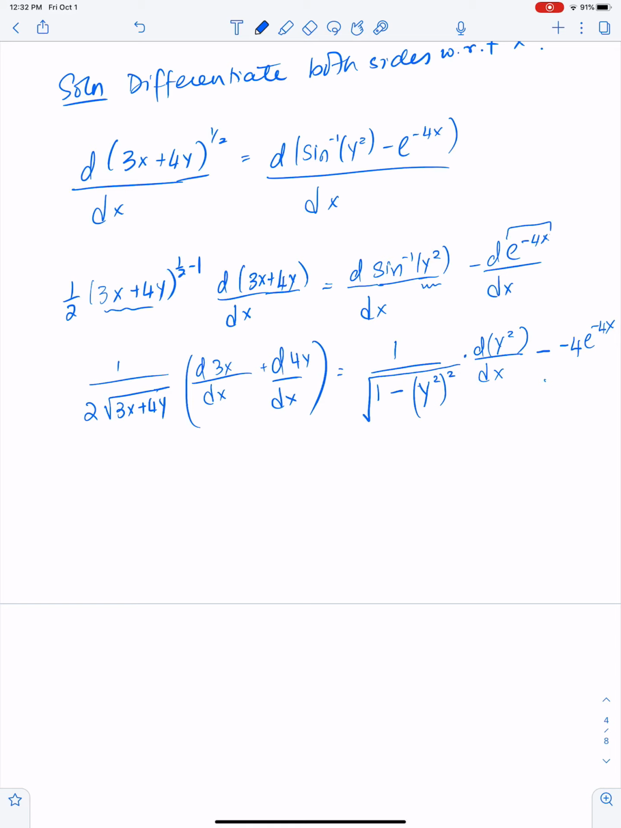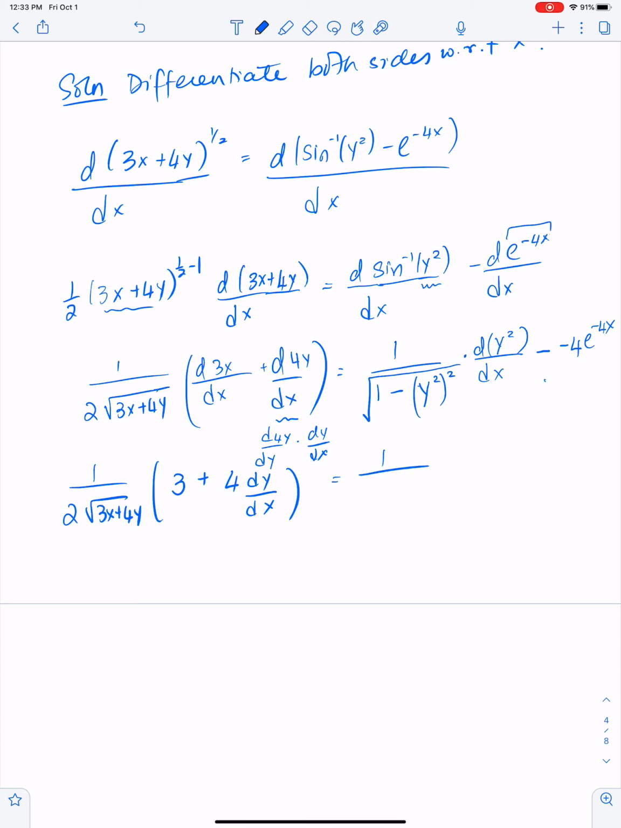Now you also remember, every time you're differentiating a function just in y, you will have to throw in a dy/dx. The derivative of 3x with respect to x is 3. What's the derivative of 4y with respect to x? You can think of it as the derivative of 4y with respect to y times dy/dx if you like. The derivative of 4y with respect to y is just 4, and then you have to multiply it by dy/dx.